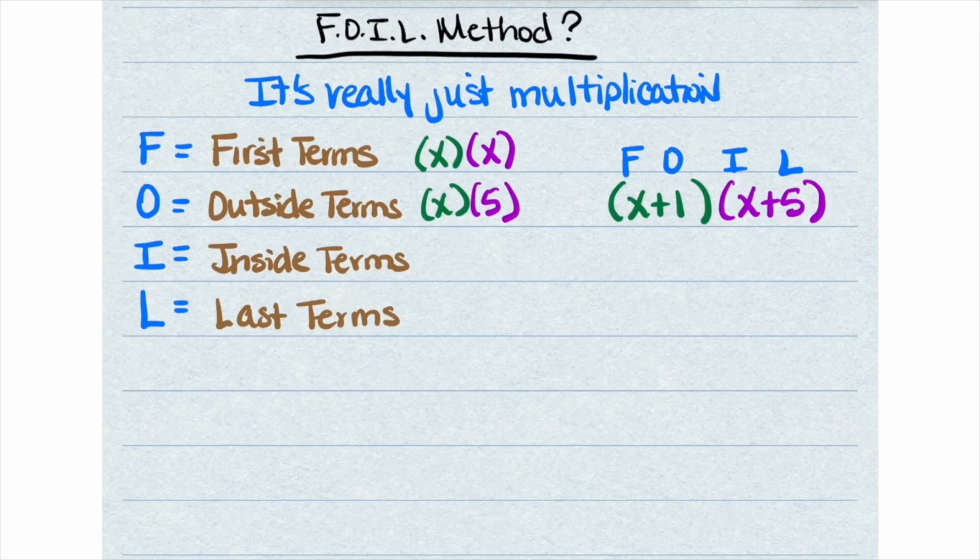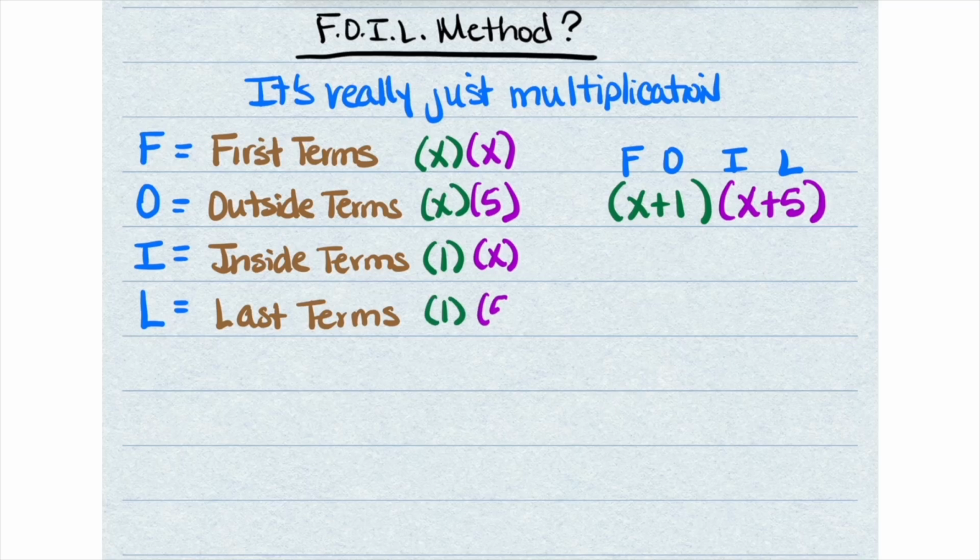And then your inside terms, which ones are on the inside? These are on the inside of the multiplication. So that's going to be 1 times the x. And then the last terms, what's in the last position on both of them, is going to be the 1 times the 5.